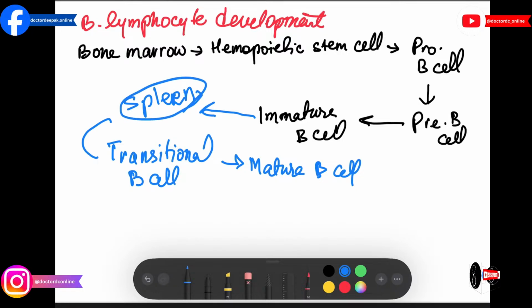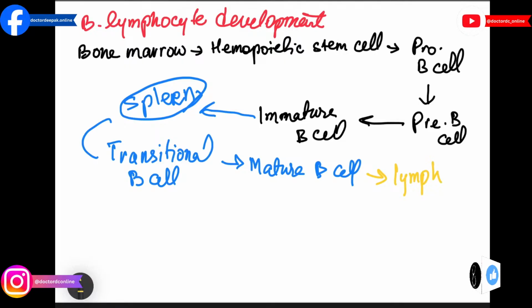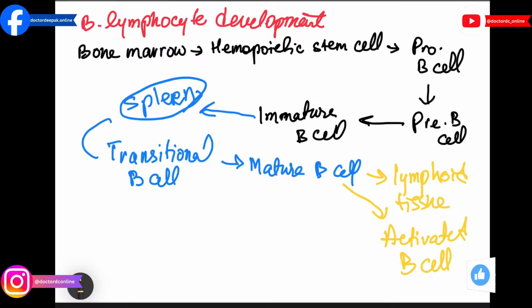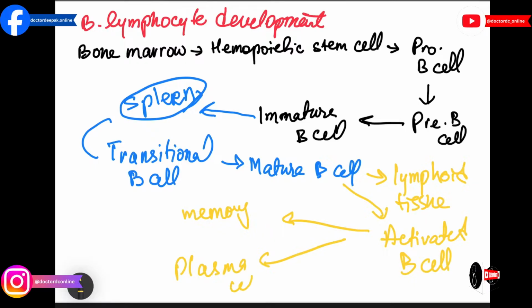Now the mature B cell is going to lymph, going to lymphoid tissue, and that mature B cell is now an activated B cell. And those activated B cells are going to convert into memory B cells, and will convert into plasma cells. And those plasma cells are activated cells, they secrete antibodies.